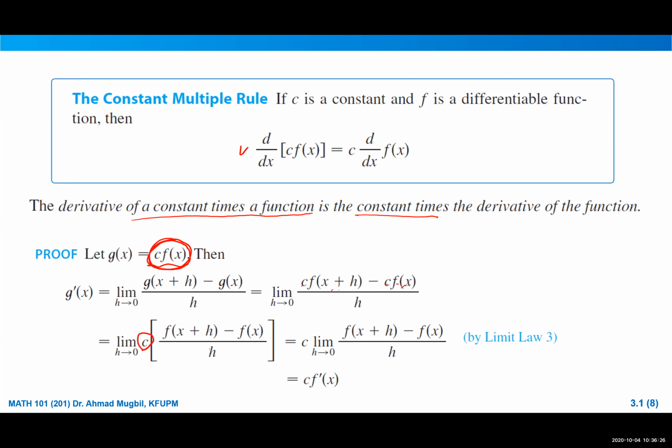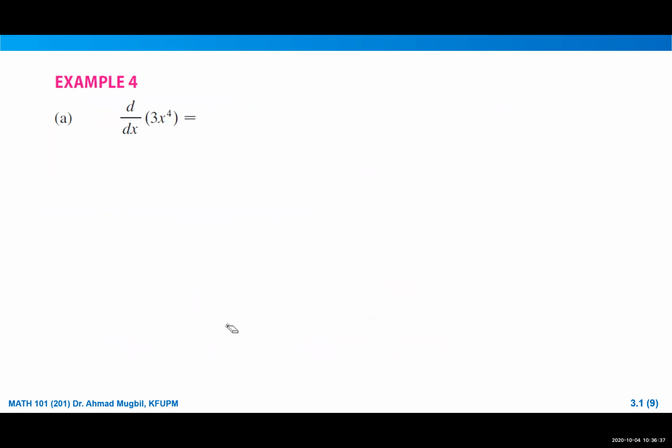Here it is. Now what is this? If you distribute the limit, it will be the derivative. This is according to the definition, it is the derivative. So you proved this in general. How to apply it? Look at this interesting example.